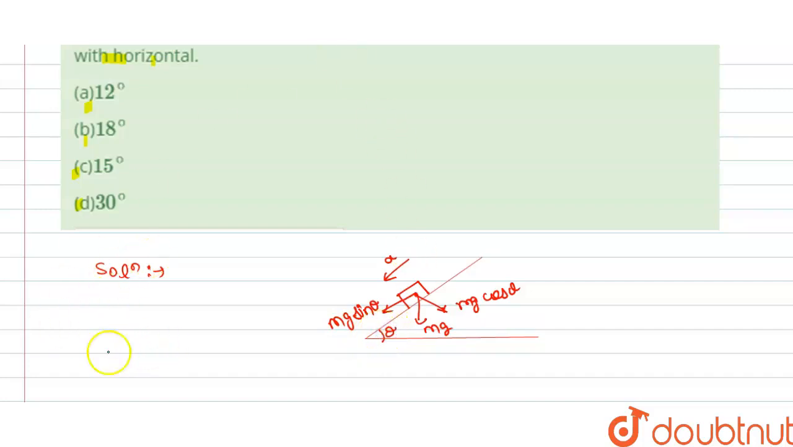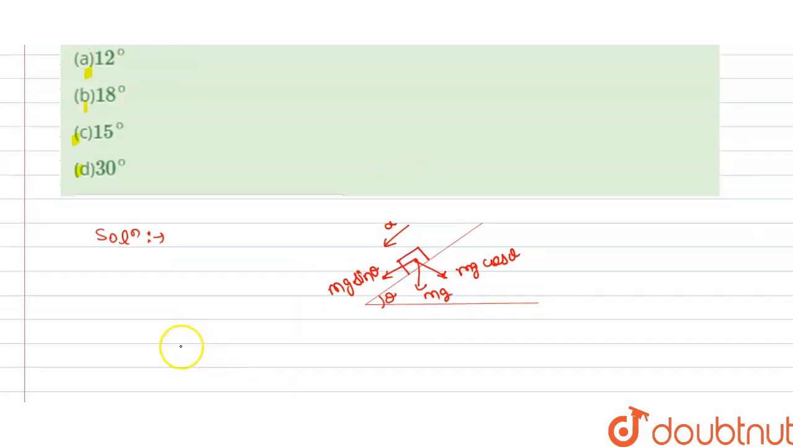So let the ice block be coming down with the acceleration a in this direction.